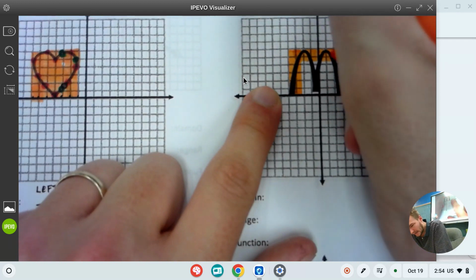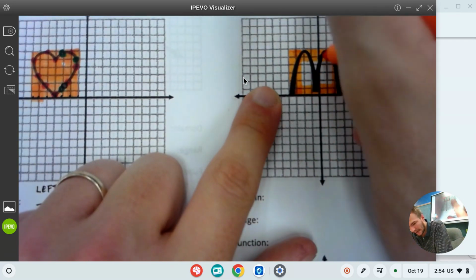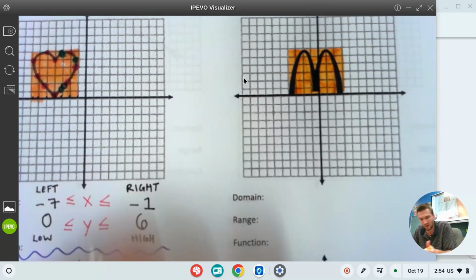We got a nice rectangle on our McDonald's M, the golden arches, if you will.